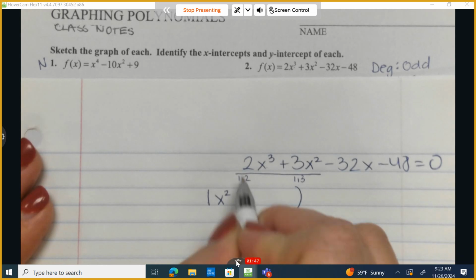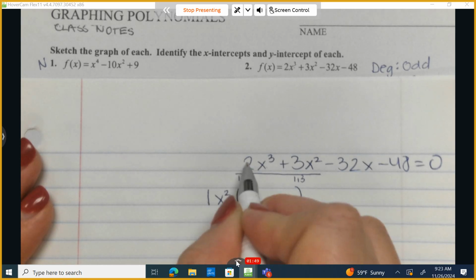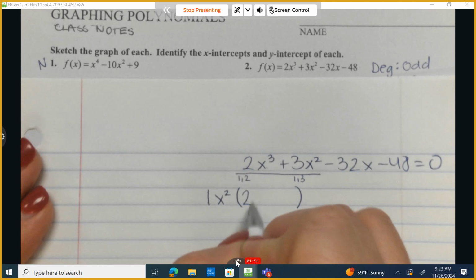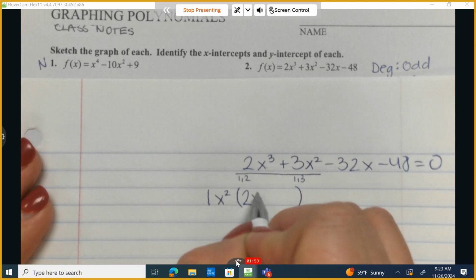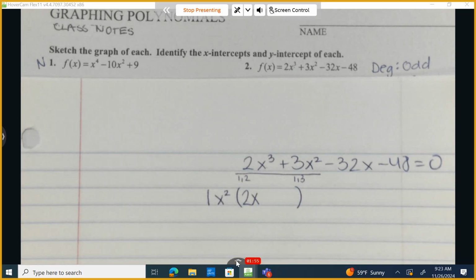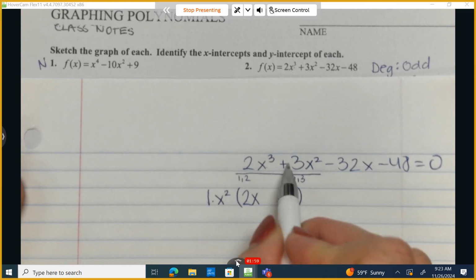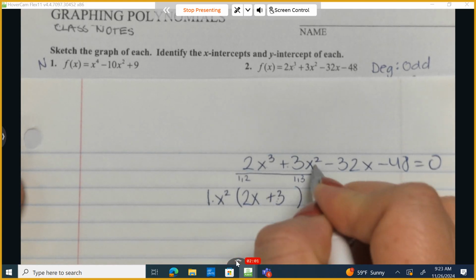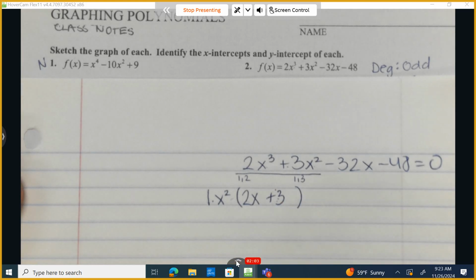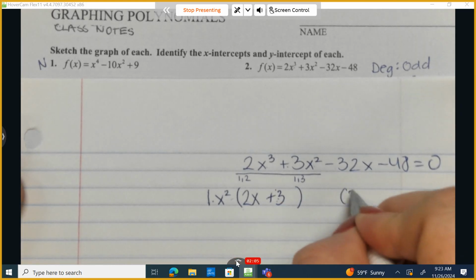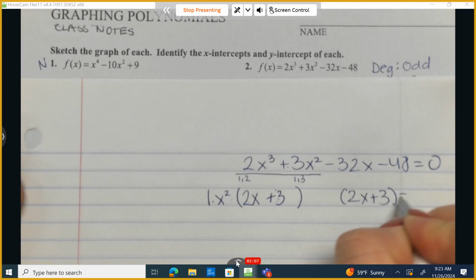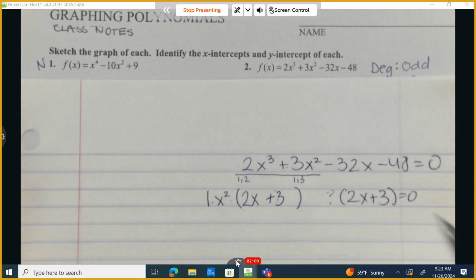1 times what value is 2? The number is 2. But I need 3 x's and I only have 2. Put 1 more down. 1 times what value is 3? The number is 3. I need 2 x's and I already have them. I'm going to take whatever's in parentheses, write it in back, and put a really light question mark in front.